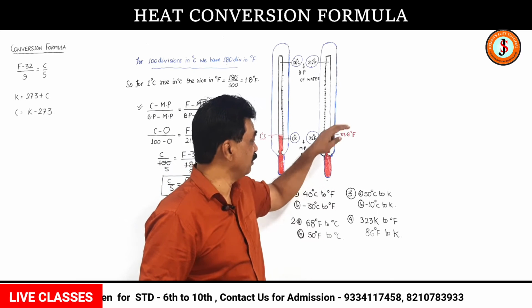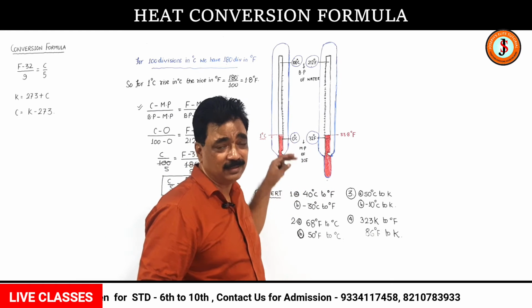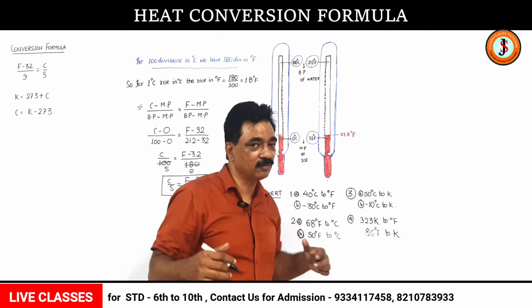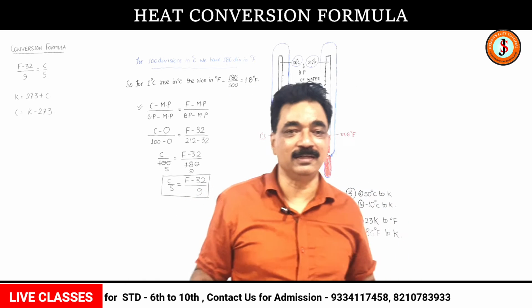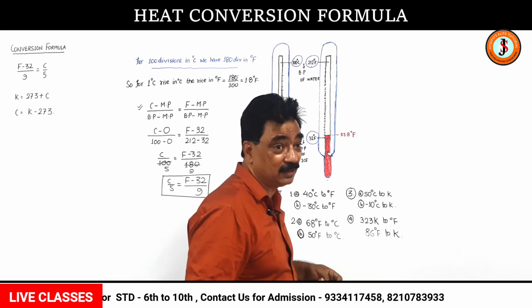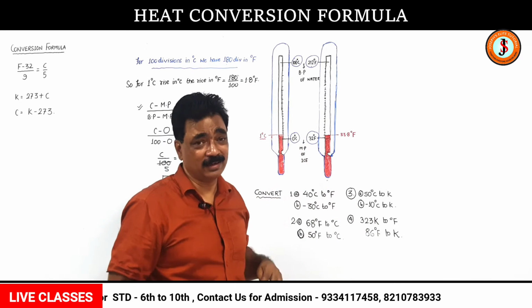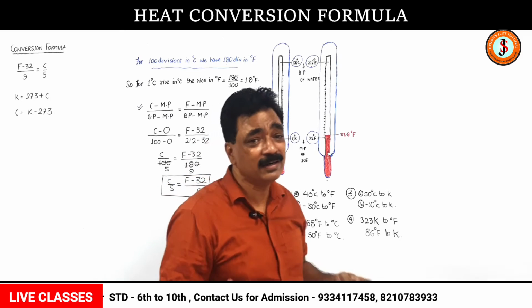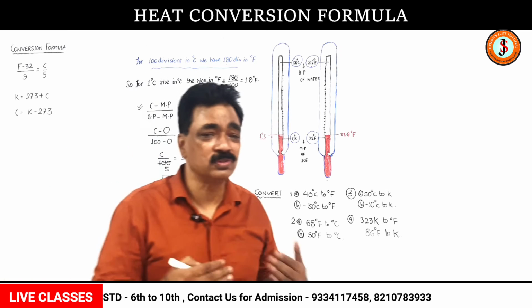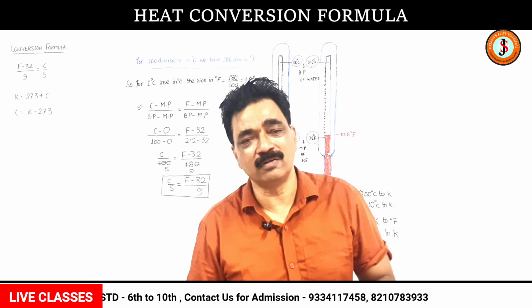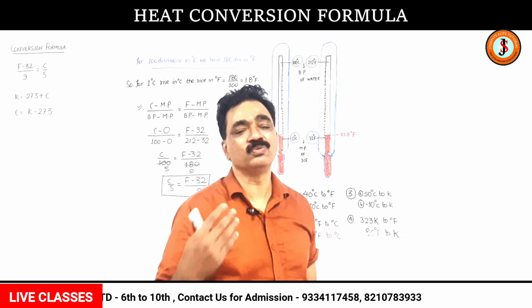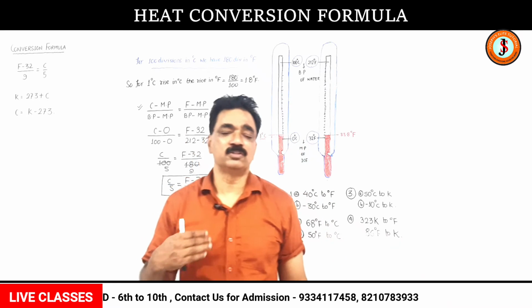The same thing, remember, in Kelvin scale, instead of 0 degree centigrade, the melting point of ice is taken as 273 Kelvin, and the boiling point of water in Kelvin is 373. That means equal divisions are there, 100 equal divisions in degree centigrade and 100 equal divisions in Kelvin. Therefore, it's very easy. The only thing is you have to add 273 to degree centigrade to convert a temperature to Kelvin. That means how much is 5 degree centigrade in Kelvin? Just add 273. That means 273 plus 5, that is 278 Kelvin.